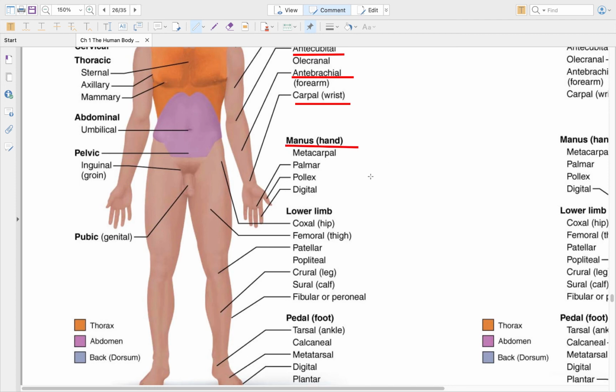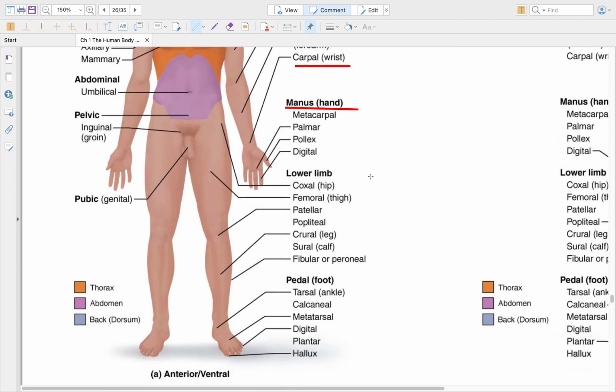All right, let's look at the lower limbs. Okay, the hip is always referred to as the coxal. The femoral is your thigh because of the femoral bone. Your knee is the patellar area. Leg, lower leg, crural. Okay, crural is the leg, and the calf is sural. Okay, fibular, okay, because of the fibular bone.